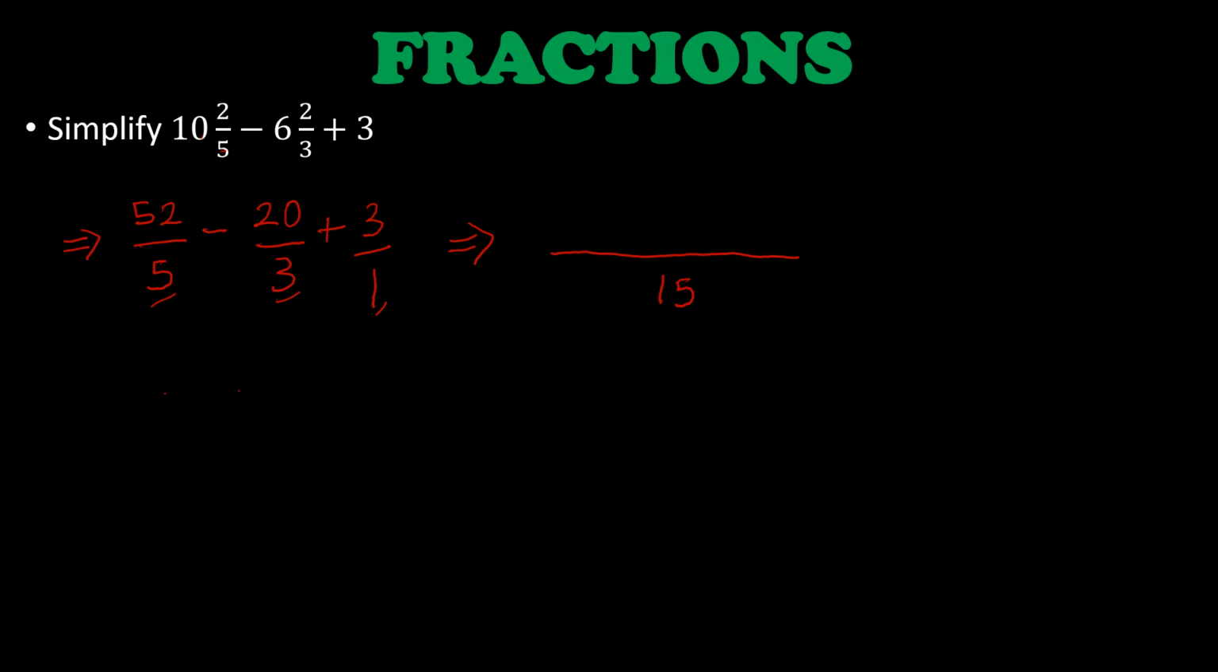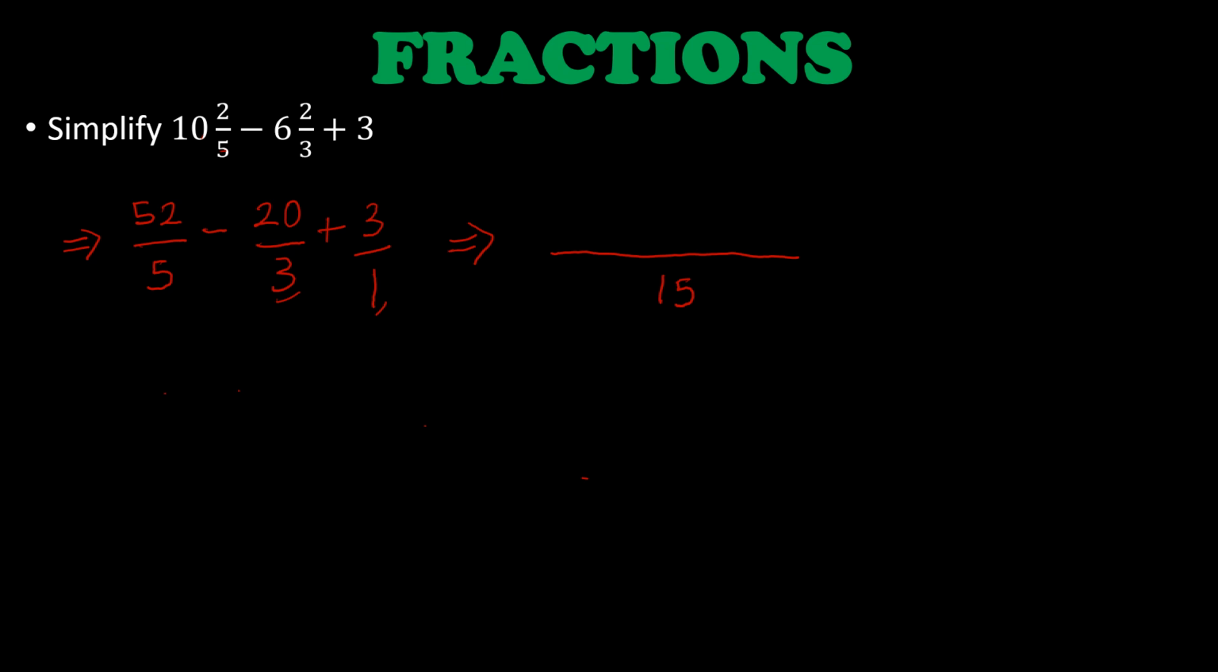The largest is actually 5. The largest number among all of them is 5. So we can simply say 5 times 2 will give us 10. Now, can 10 be divided by 3? It cannot be divided by 3. Can it be divided by 1? Yes, of course, any number can be divided by 1.